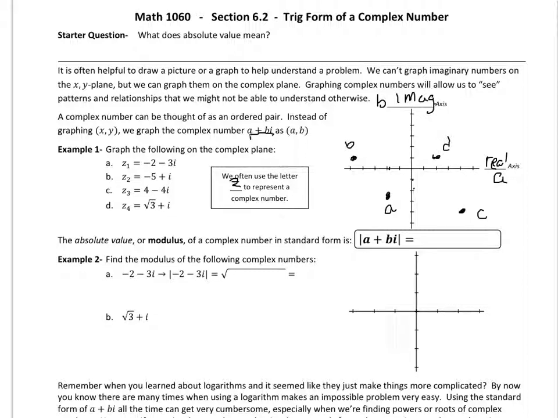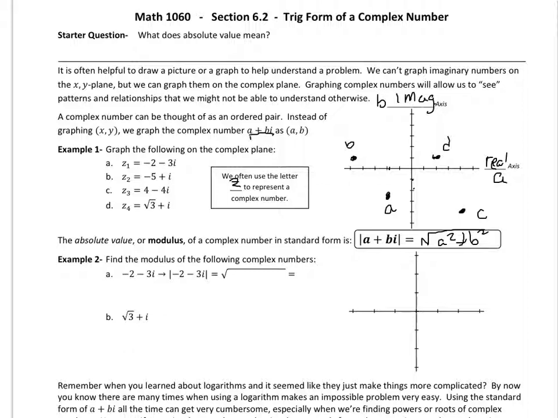Now, the absolute value of a complex number, you'll also hear it called the modulus, okay? So when you're asked to find the modulus of a complex number, it's just the absolute value, okay? And it simply equals this: the square root of a squared plus b squared. Okay, so we ignore the i when you're finding the modulus of a complex number, okay?